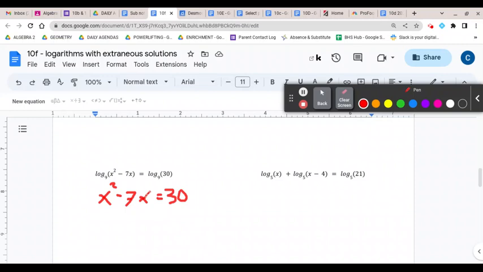We can do our quadratics and factor it, or we could just graph it in Desmos. However we do this, what we end up with is x equals 10 and x equals negative 3.